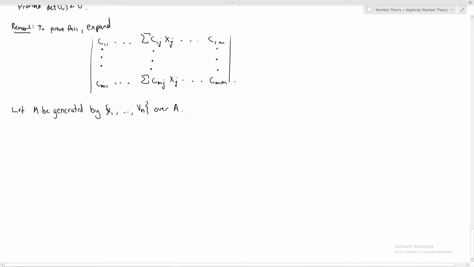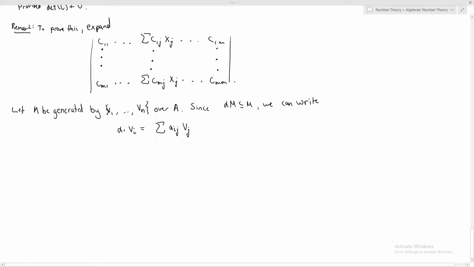Okay. Since alpha M is contained in M, we can write alpha times V sub i. Well, this has got to be some A-linear combination of the other V sub j's. So I'm going to call this a_ij V sub j. And these a_ij's are going to play the role of my c_ij's.